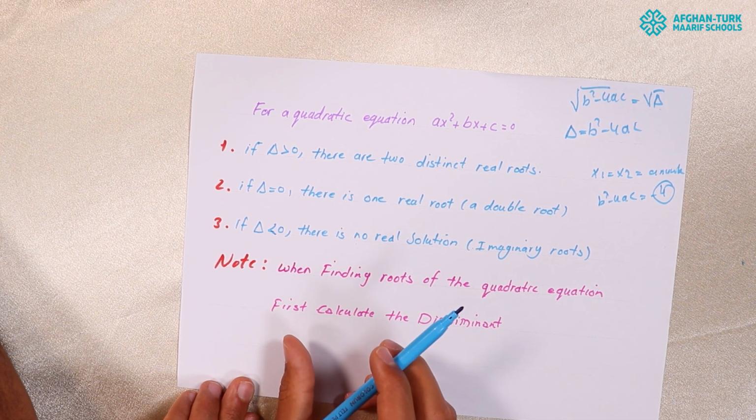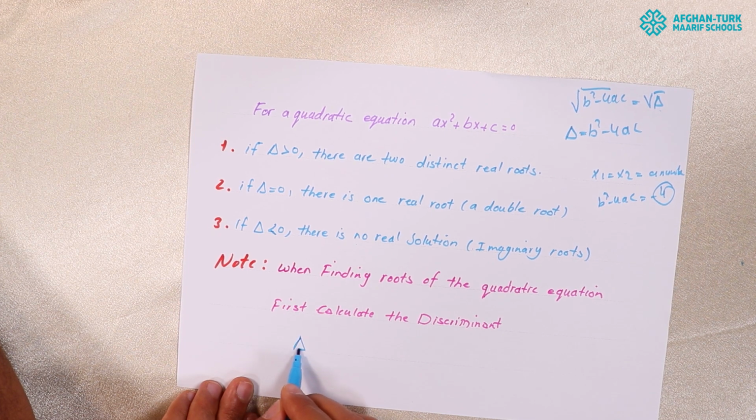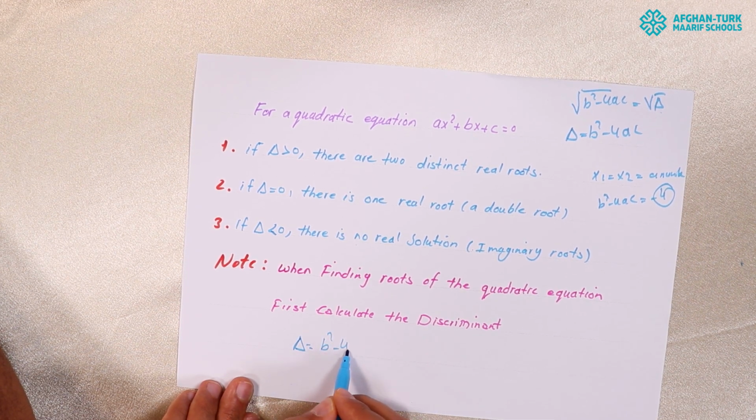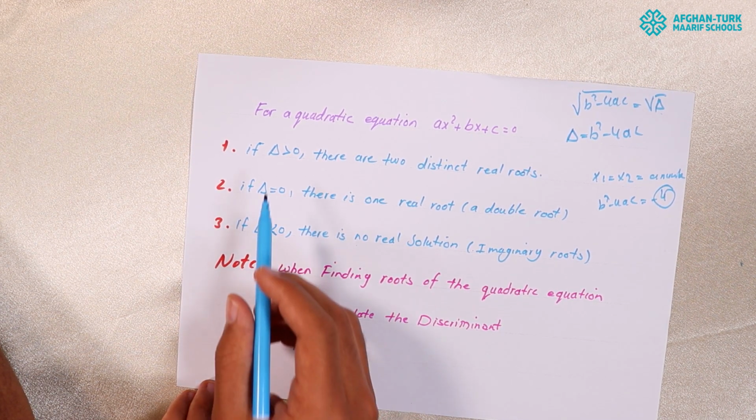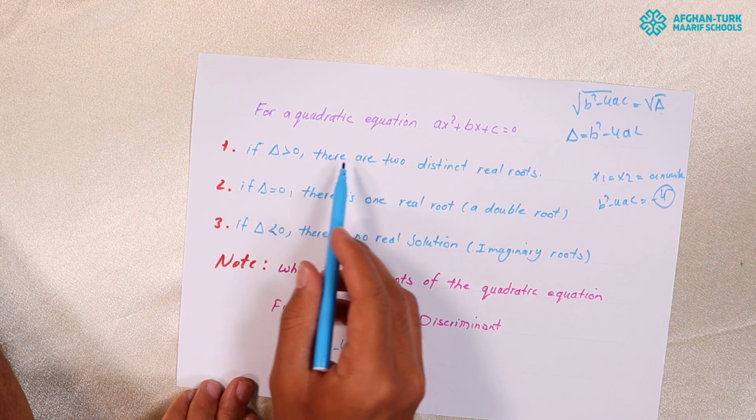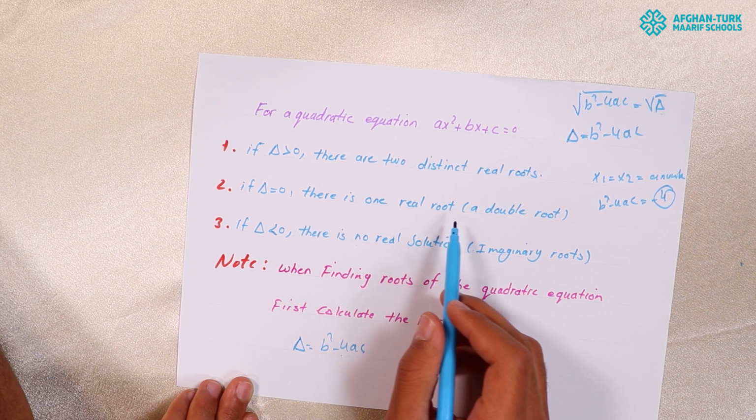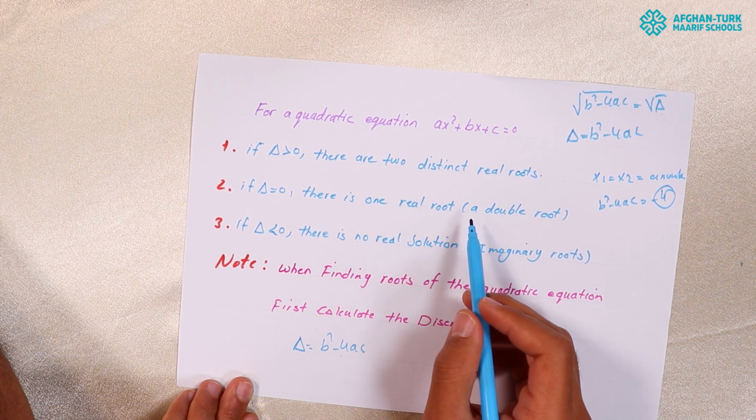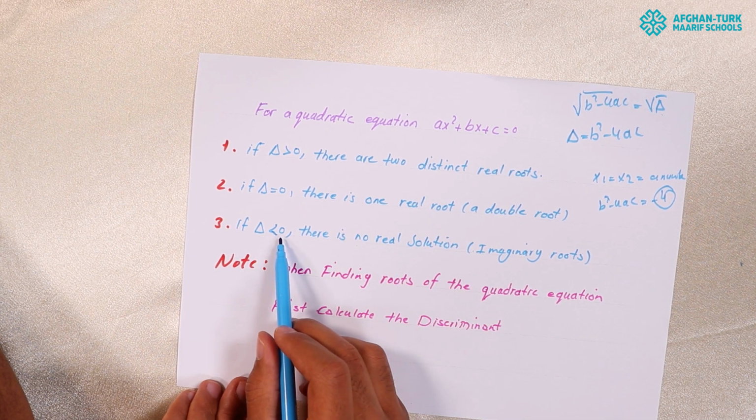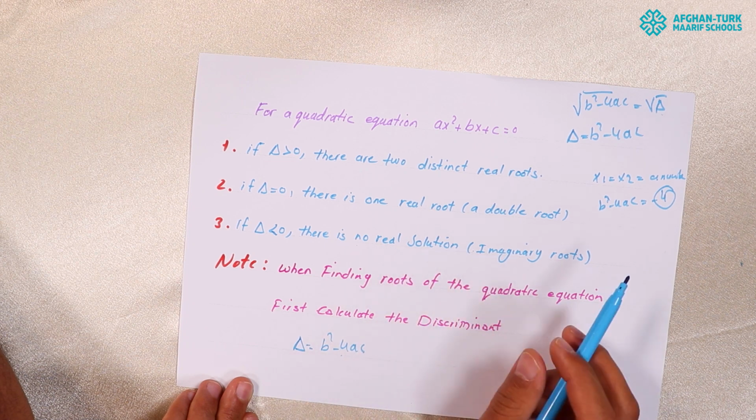Note, when finding roots of a quadratic equation, first calculate the discriminant. After being given the question, first of all, we have to find delta, b squared minus 4ac. After that, we check: if delta is greater than 0, there are two distinct real roots. If delta is equal to 0, there is one real root. And if delta is smaller than 0, there are no real solutions.